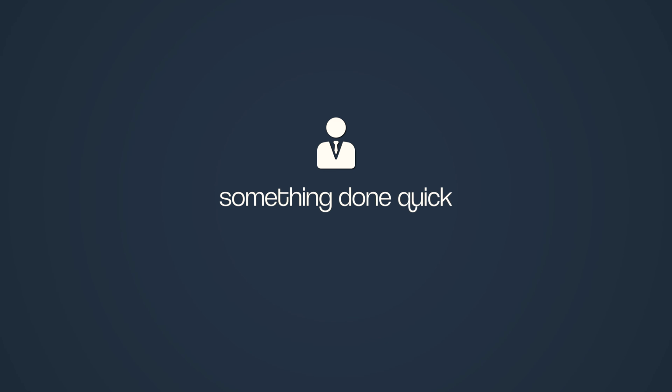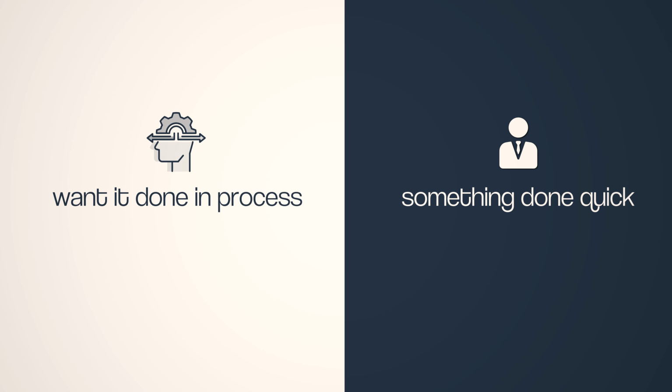So these aren't the only 2 personality types. There's actually 4 personality types that go along with mismatchers and connectors. But oftentimes the 2 that butt heads the most are the directors and processors because one wants something done quick and one wants something done in process. We'll go more into the other ones just in a minute.